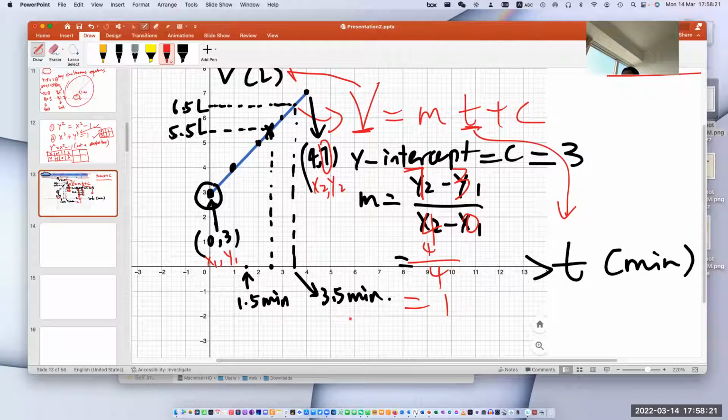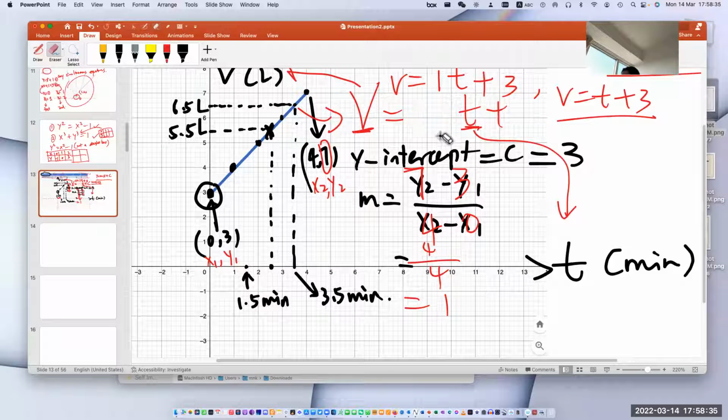So now you can put it back in. So v is equal to 1t plus 3. Simplify it a little bit. v is equal to t plus 3. So this is the equation. So you don't have to write this. You just write, this is the equation to represent this line. Simple, right? Okay. I hope it's pretty simple.